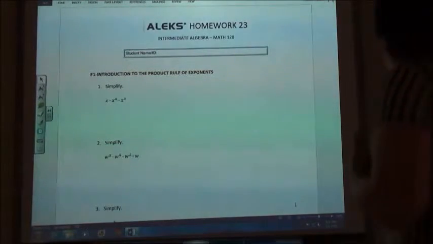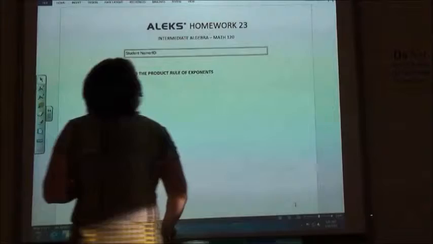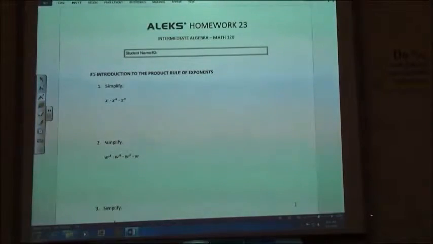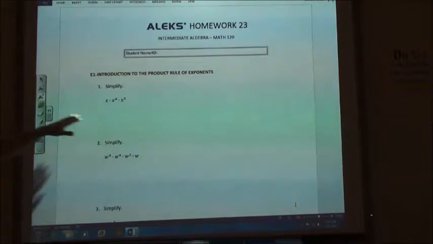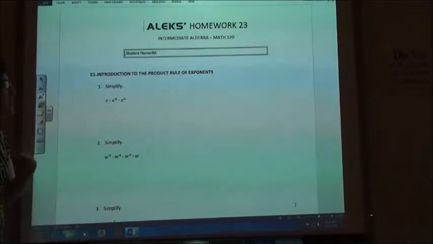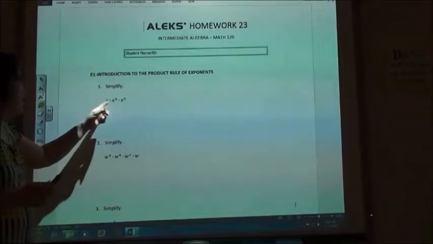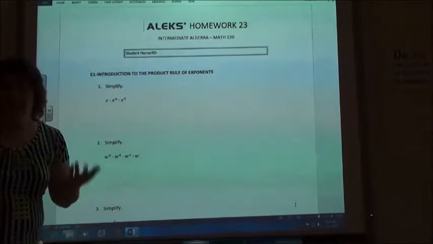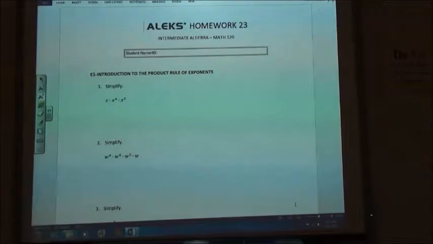Intermediate Algebra Homework, Day 23, starting Chapter 4. It starts out with simplifying something like x times x to the fourth times x to the third. If we think about what an exponent means, x to the fourth power means you have an x times an x times an x times an x. You have 4 x's on your list.